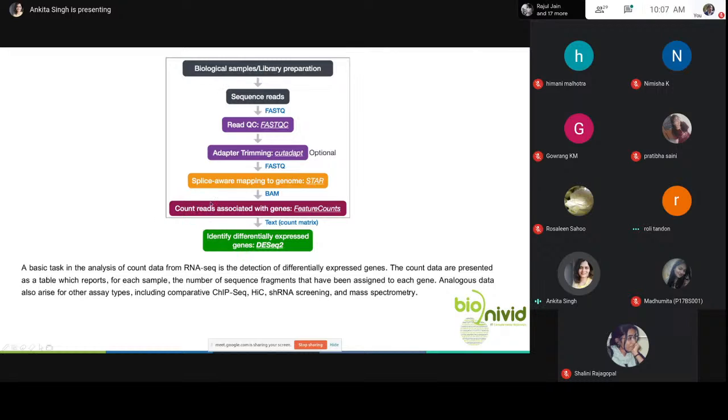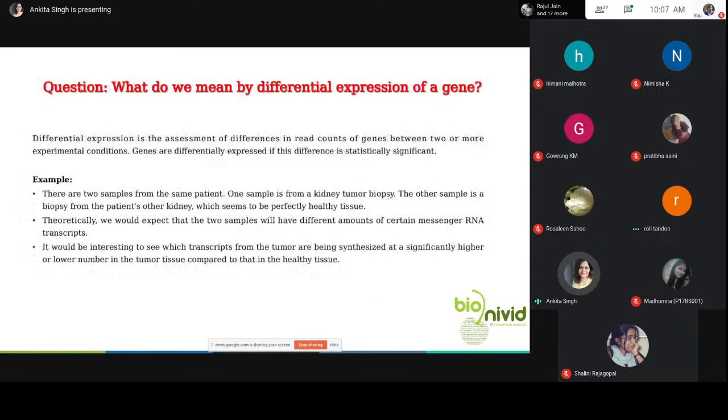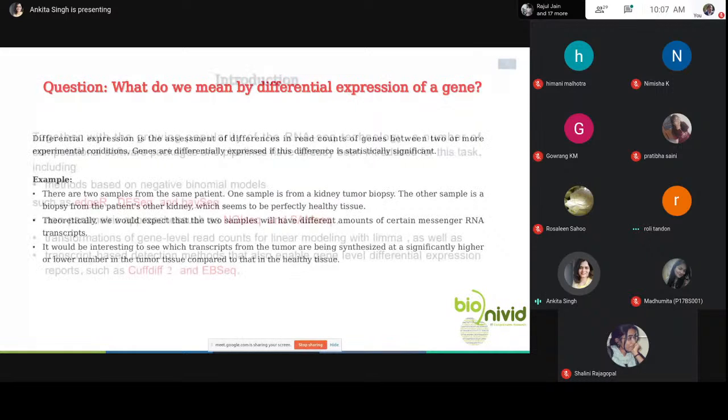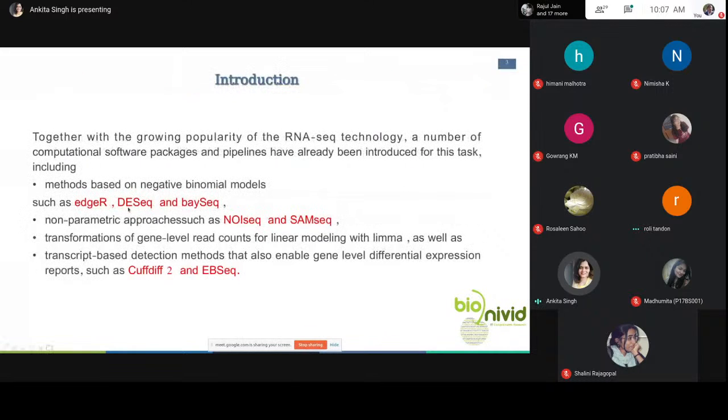So when we get the count data, the next step will be identifying the differentially expressed genes. Like we were discussing in the previous slide, for differential expression you can choose any number of tools, because you have a lot of tools over here. You can use EdgeR, DESeq.